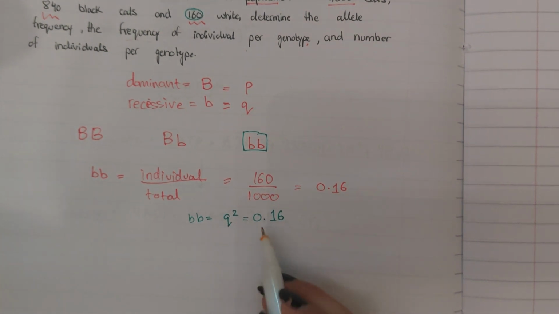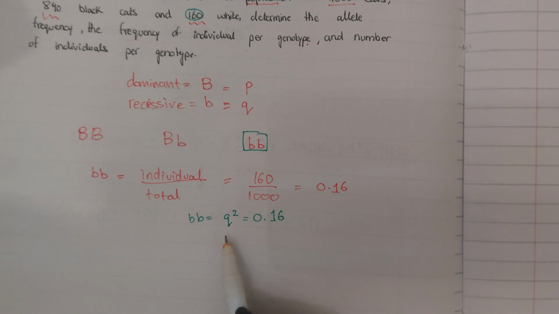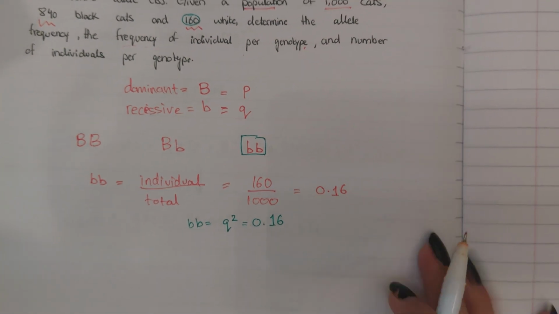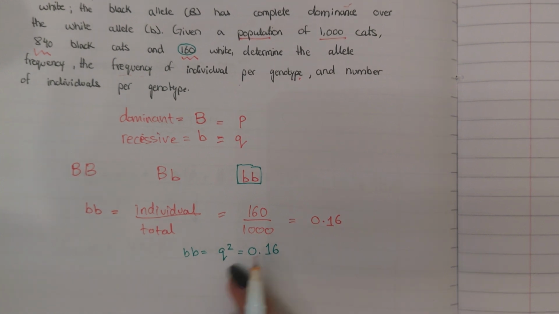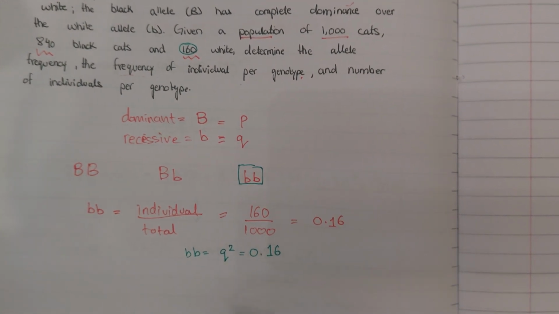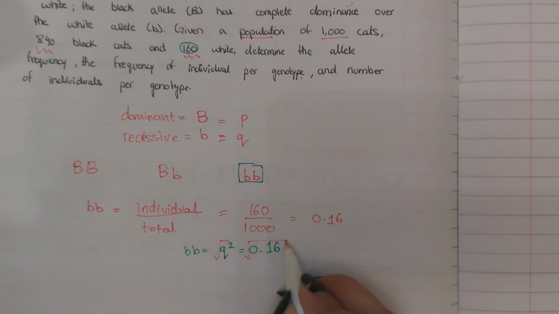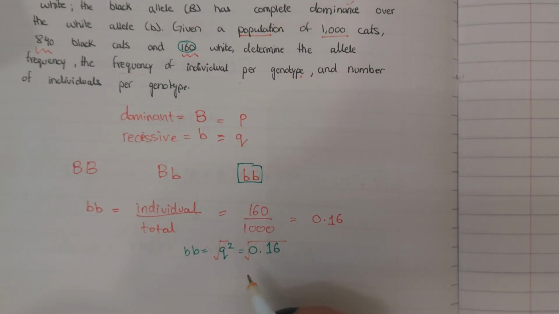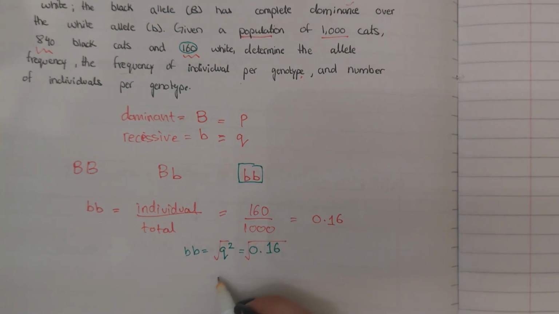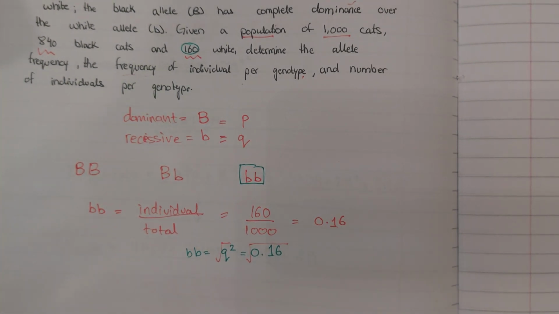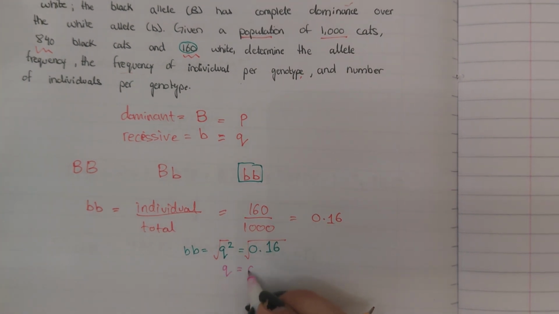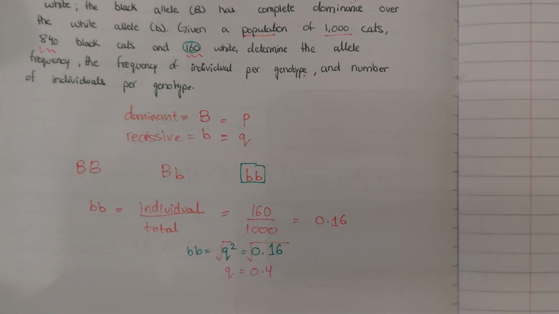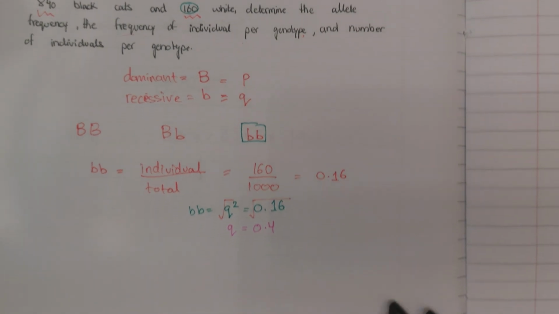With the help of the genotype frequency of homozygous recessive individuals, we can find the allele frequency. The allele frequency is q without the square. All we have to do is remove the square by taking the square root. And our answer will be q equals 0.4.